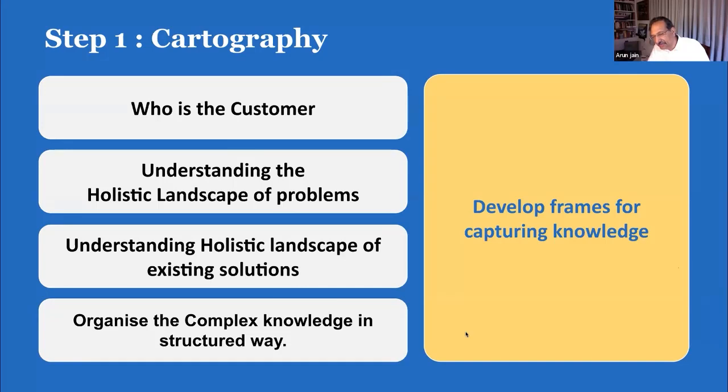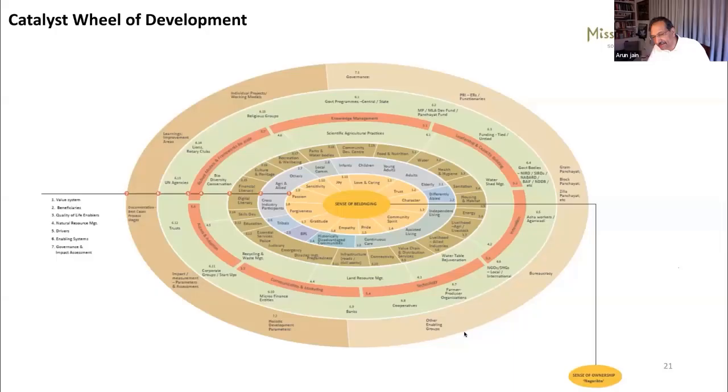Let me share the next slide, on how we try to do it for holistic development. For rural development, I need 7 rings. I need the value system of society, I need beneficiary, I need quality of life enablers, I need natural resource management, I need drivers, I need enabling system and governance, and impact. These 7 levers are on the left side, and these are the sub-elements of that, where the values are the inner ring.